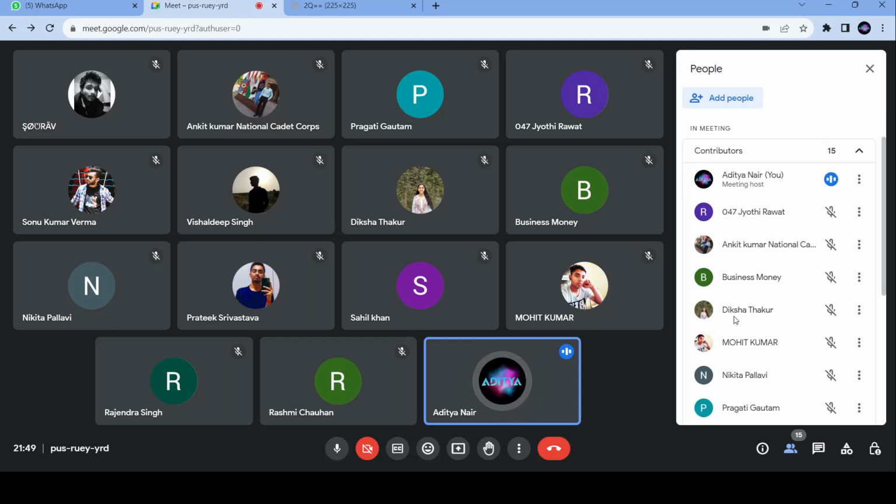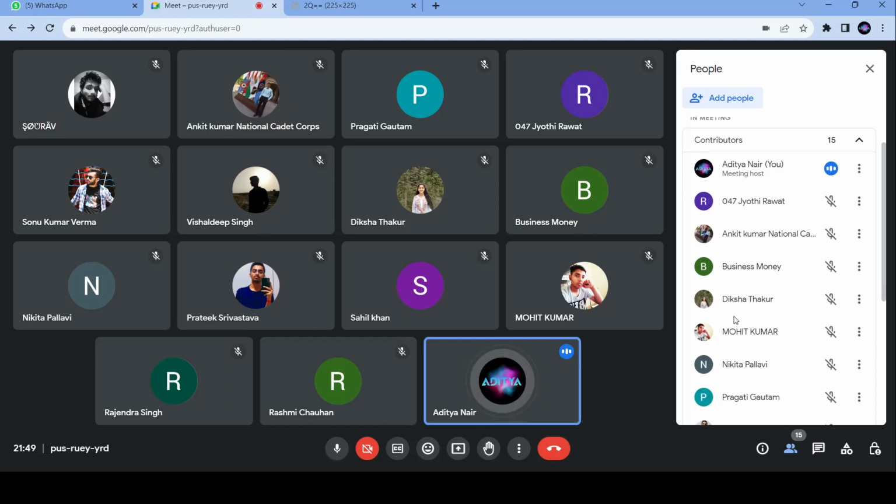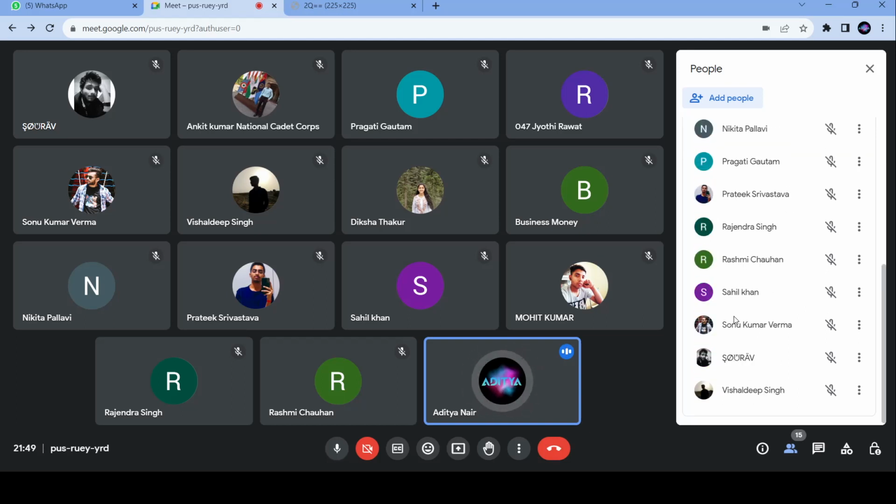So for the narration, the order will be alphabetic wise, starting from Ankit, then Avni, Diksha Thakur, Mohit Kumar, like this. And as soon as the last person, that is Vishaldeep Singh, stops his narration, we can start with the GD. So we'll meet back again at 9:55, and we'll start with the narrations.